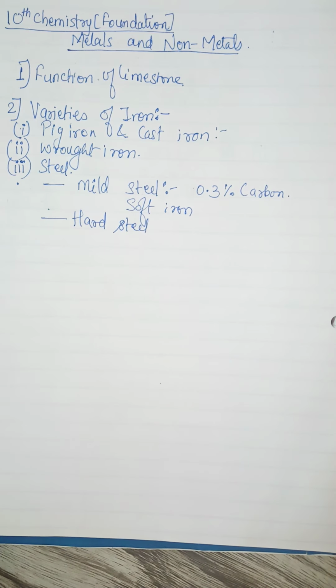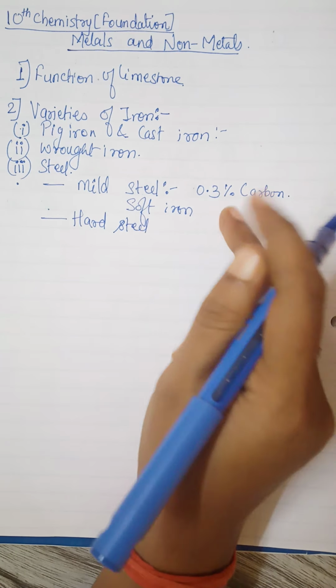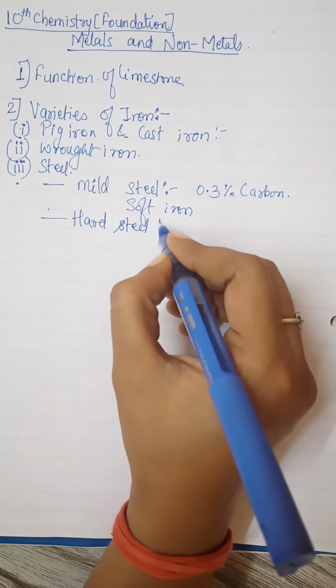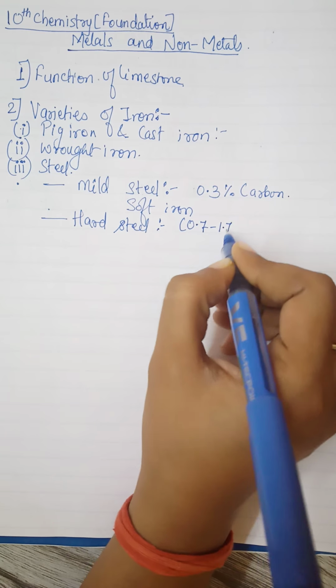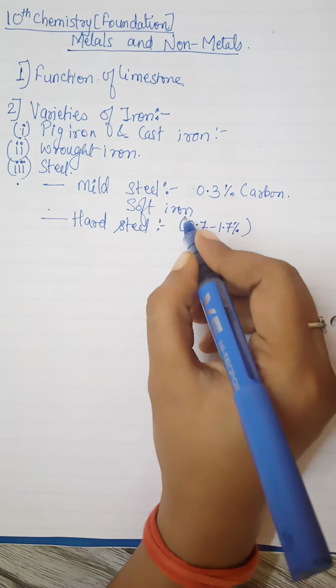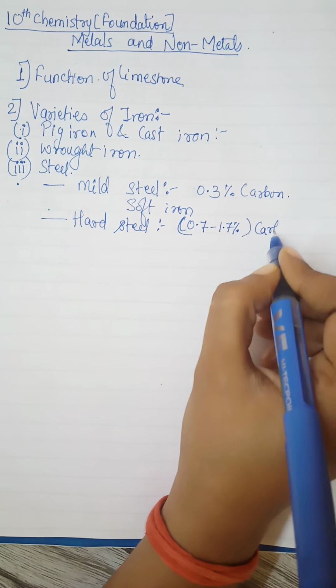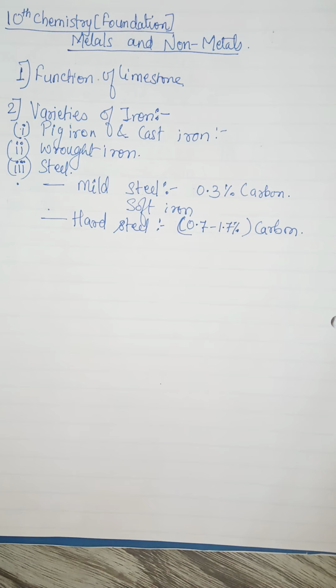Okay, so it contains a higher percentage, like 0.7. See, this is the least percent of carbon, and in this it will contain 0.7 to 1.7% carbon. Okay, this much carbon will be there in hard steel. And it is used for making tools and instruments of carbon of this iron.